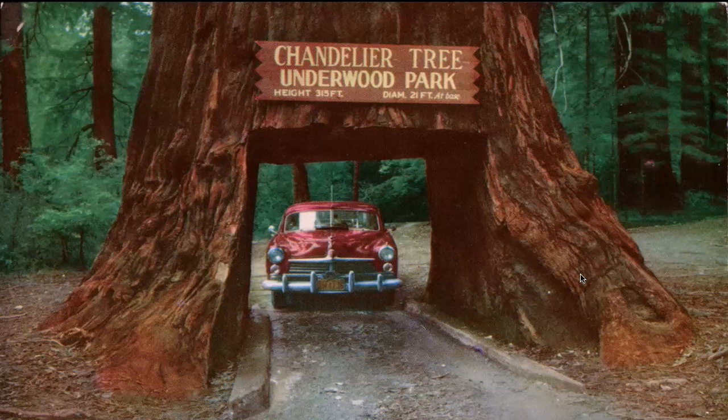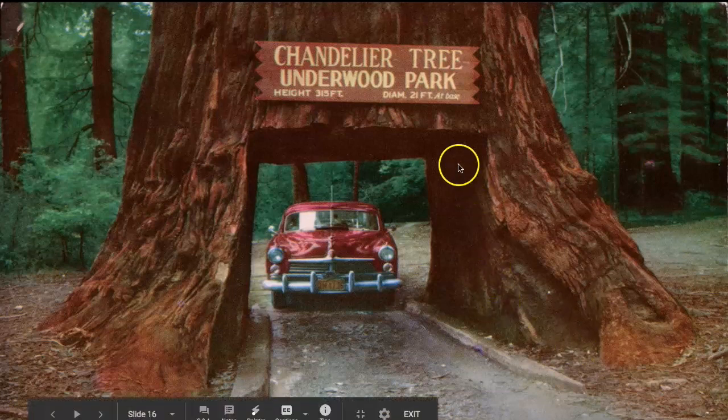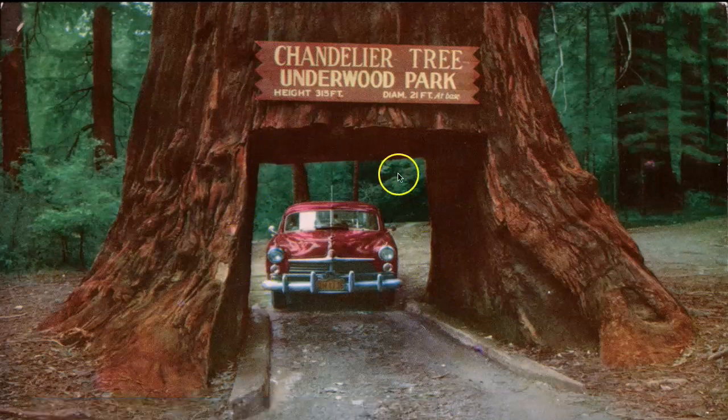Again, what we see here is that back in the 1940s, for part of tourism, they would actually cut these holes in the middle of the tree so you could say that you drove through the middle of a tree. These trees are so old. This tree itself was probably just starting to sprout about the time that Jesus was born. All right, so these trees are long-lived trees.